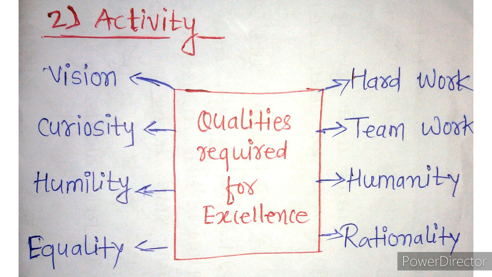Teamwork, humanity, rationality. See, if we have these qualities, then definitely we will be excellent. Then curiosity, humility and equality. All these are necessary and important qualities to be an excellent person. So this is what qualities are required to be excellent or to have excellence.